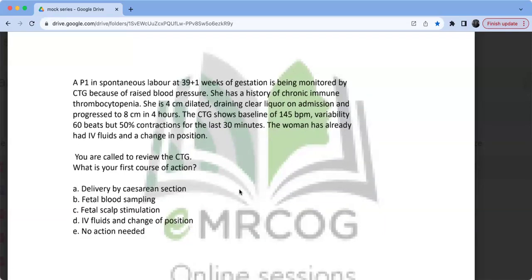A para one in spontaneous labor at 39 plus 1 weeks is being monitored by CTG because of raised blood pressure. She has a history of chronic immune thrombocytopenia. She is 4 cm dilated, draining clear liquor on admission, and progresses to 8 cm in 4 hours. The CTG shows a baseline of 145, variability 60, and decelerations with 50% of contractions for the last 30 minutes. The woman has already had IV fluid and a change in position. You are called to review the CTG. What is the first course of action?